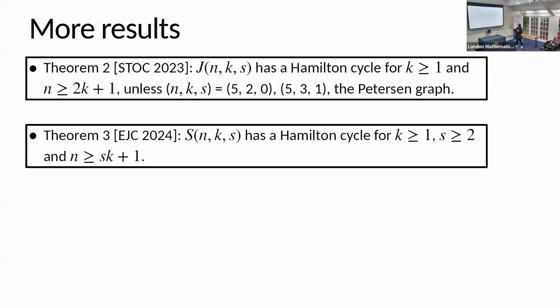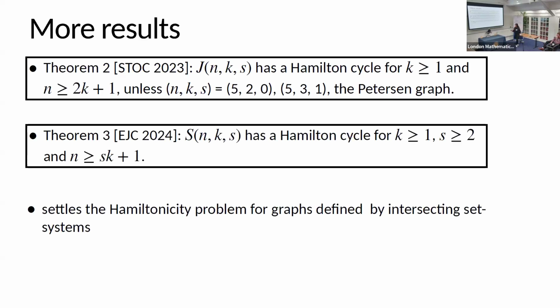And for Schrijver graph also, it has a Hamiltonian cycle for all these correct values of n, k, and s. Okay. So, you can always have a very contrived notion of intersecting graph, which is defined on intersecting set systems. But these three classes of graphs were very natural to me. So that's why I'm writing this statement that it settles the Hamiltonicity problem for graphs which are defined by intersecting set systems. Okay, so this was all theory so far.